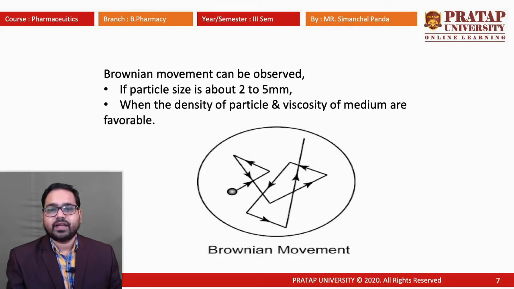Here in this slide, we can see these particles. Whenever we reduce the particle size, slowly and steadily, it reduces its effectiveness and it will move in a random movement. Due to the random movement, the Brownian movement is denoted in this diagram. If the particle is about 2 to 5 micrometer, and the density of the particle and viscosity of the medium are favorable, it will show the Brownian movement. It is the characteristic of deflocculated suspension.